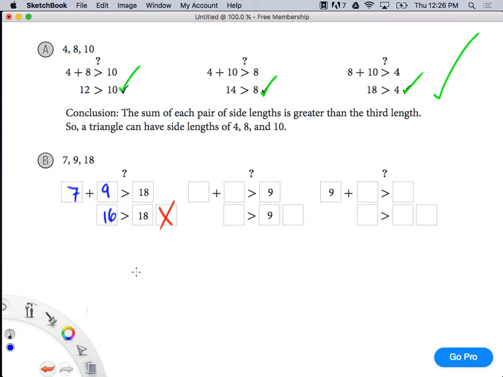Okay. Then this next one will be 7 plus 18, which is 25. Is 25 greater than 9? Yes. Then the last one is 9 plus 18. 9 plus 18 is 27, which is greater than 7. And so it gets another check mark. But since I have one x, no.